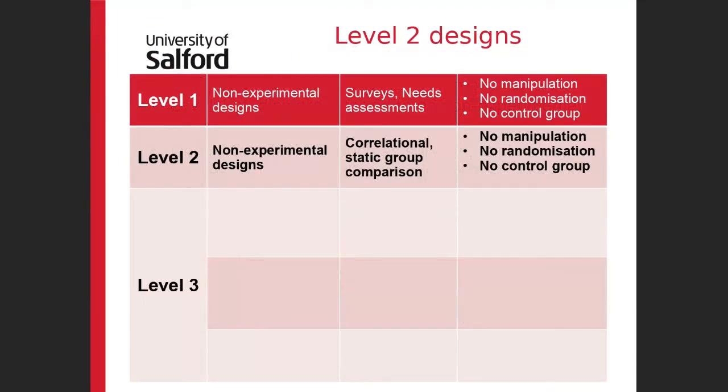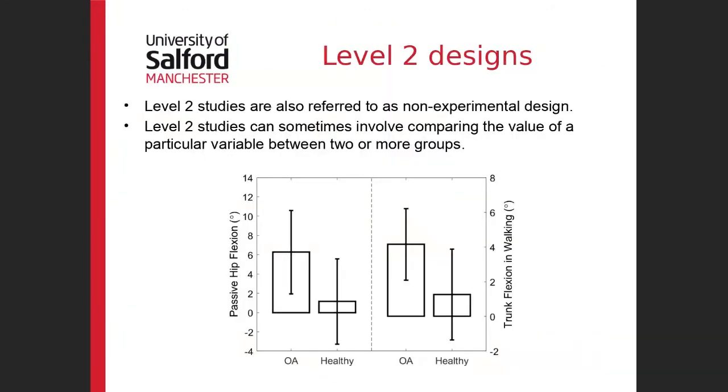Level 2 designs, if you think back, are about trying to understand correlations or links between variables. So again, we've got no manipulation, no randomization, no control groups. We're not trying to change anything. We are just taking multiple measurements at a single point in time and looking for links between them. Let me give you some examples.